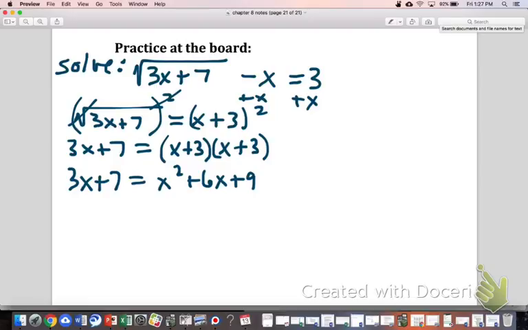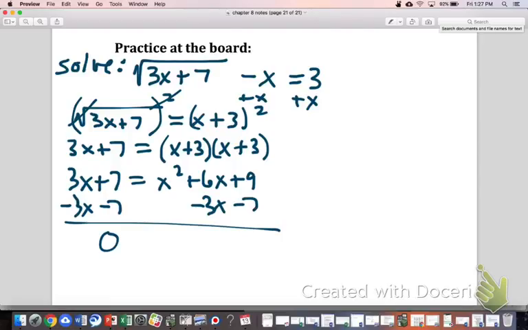So in order to handle a quadratic, we need to be in standard form. So that means everything on one side equals 0. So I'm going to subtract the 3x from both sides, and I'm going to subtract the 7 from both sides. That is going to give me 0 equals x squared plus 3x plus 2.